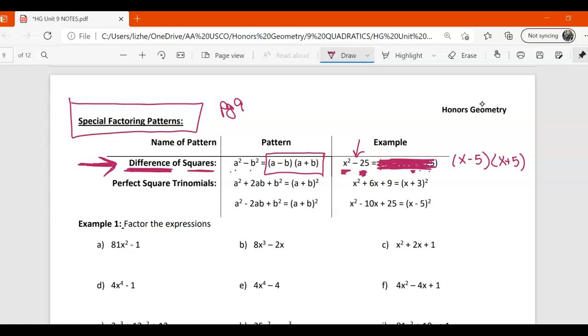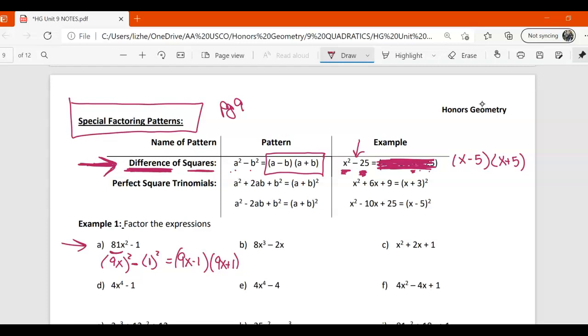Okay, let's look down here at example A real quick. When you look at that, it's a quadratic because x is being squared. But you should also notice that this is really 9x squared, because 9 squared is 81, and x squared is x squared. And then 1, of course, is 1 squared. So this is the difference of squares. This will factor very simply as 9x minus 1 times 9x plus 1. And there it is.